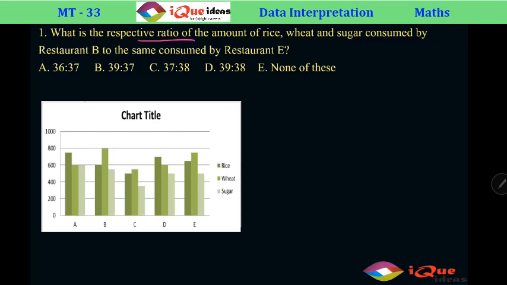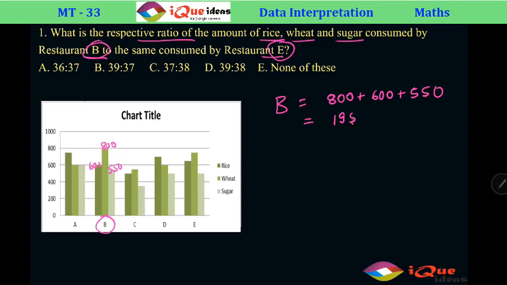It says, what is the respective ratio of the amount of rice, wheat and sugar consumed by restaurant B to the same consumed by restaurant E? Alright, so restaurant B to E and the total of all these three. So for B, it is 600 for rice, 800 for wheat, and for sugar it will be between 500 and 600, that is 550. So B total will be equal to 800 plus 600 plus 550. Add it carefully, 8 plus 6, 14 plus 5, 1950.